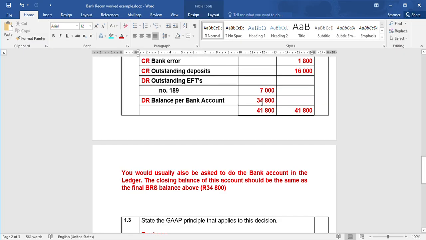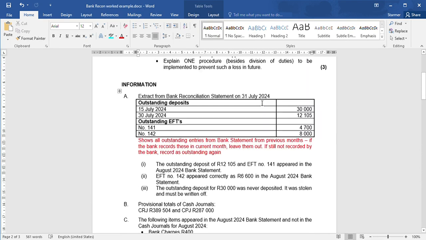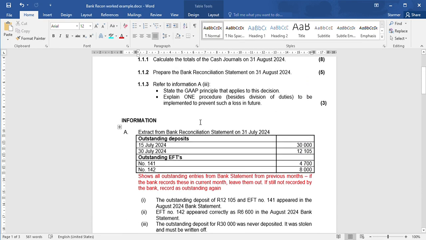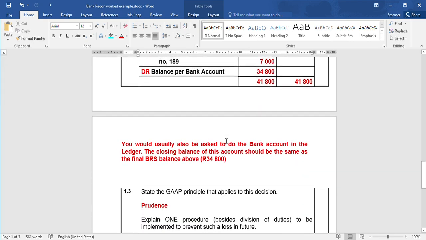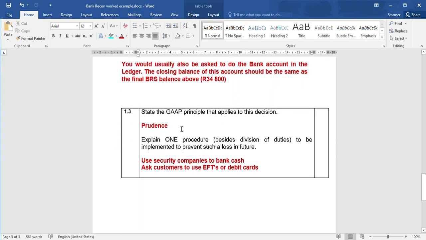Okay, and then you were asked to refer to the transaction A number 3, that's this one here. They tell you that the outstanding deposit for 30,000 was never deposited, it was stolen and must be written off, and they ask you which GAAP principle you're applying. You're being conservative here because you haven't even investigated whether you can get any of that 30,000 Rand back from the person that stole it. So you record it straight away. So because you're being conservative, you're going to be following the prudence concept. That's where you are recording the expenses as soon as you know about them.